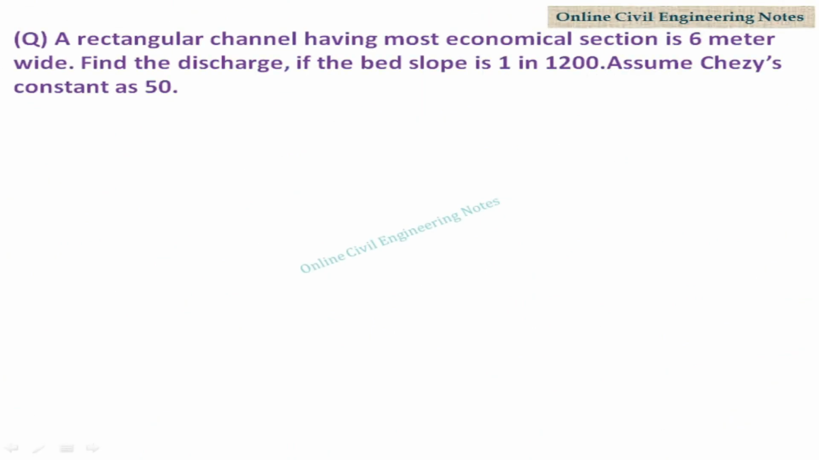A rectangular channel having most economical section is 6 meters wide. Find the discharge if the bed slope is 1 in 1200. Assume Chezy's constant as 50. The given section is a rectangular channel and it is the most economical section. The width of the rectangular section is given, 6 meters.